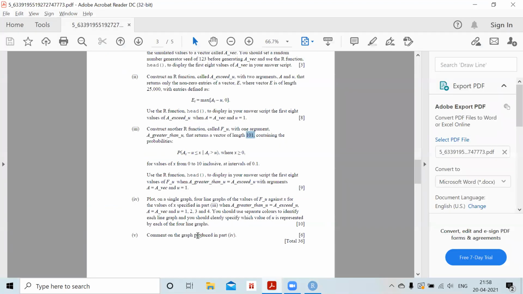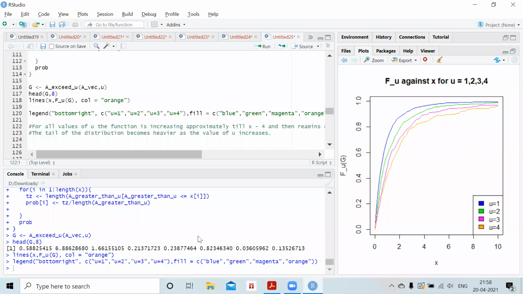So, 6 marks for comments, so obviously there can be a lot of comments. You can compare u equal to 1 with u equal to 2, or u equal to 1 with u equal to 4. The u equal to 4 is the heaviest one. For u equal to 1, the graph is very smooth, whereas for u equal to 2, 3, 4, there are slight variations and fluctuations in the graph. But for u equal to 1, it's quite a smooth graph. For the exceedance, you can comment on anything about the values, about the probabilities, and so on.